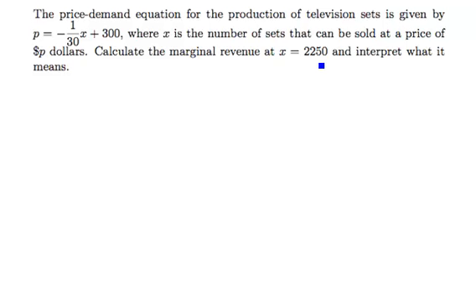2,250 TV sets are apparently being produced and sold, and the question is, how fast is the revenue changing? So there's a little bit of vocabulary here. Marginal revenue is equal to the rate of change of the revenue, so the derivative of the revenue function. So I guess the first thing I would need to do in this problem is build a revenue function.